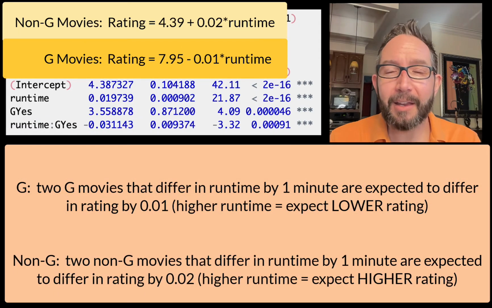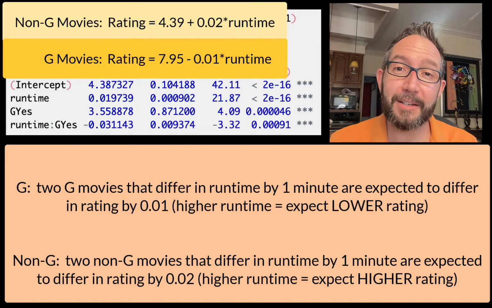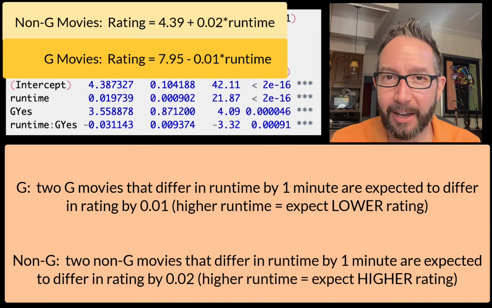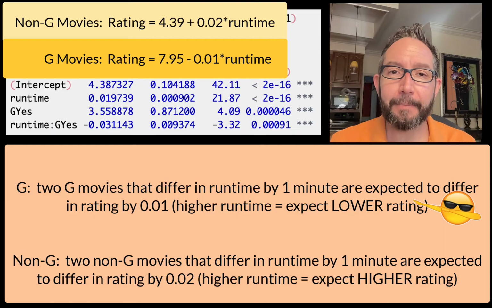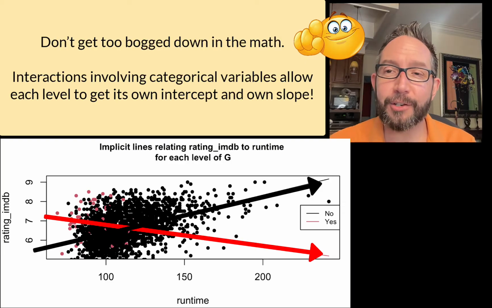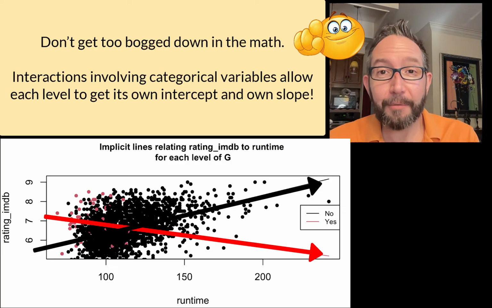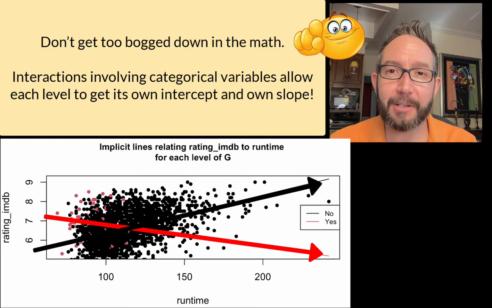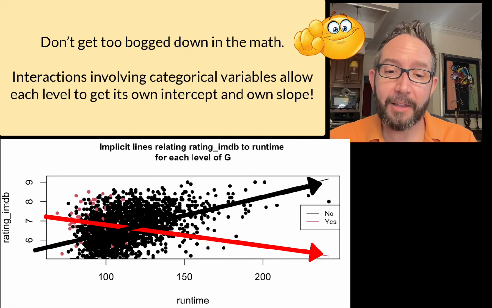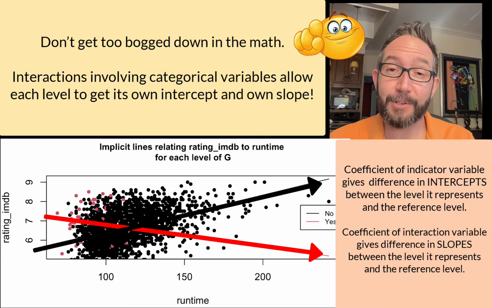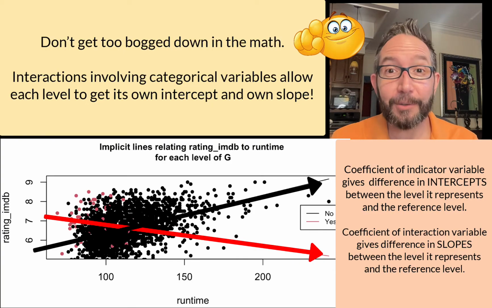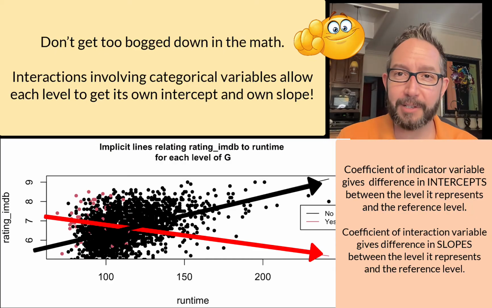Among G-rated movies, two movies that differ in runtime by a minute are expected to differ in IMDb ratings by 0.01, and now, more realistically, the movie with the longer runtime is expected to have the lower IMDb rating. So this is great. From a visual perspective, when we add in that interaction term, that's allowing our model to give each level of the categorical variable a different intercept and a different slope, so that each level essentially gets its own regression line. When we look at the output of the summary, the coefficient of the indicator variable tells us the difference in intercepts between that level and the reference, and the coefficient of the interaction variable lets us know the difference in slopes between that level and the reference level.